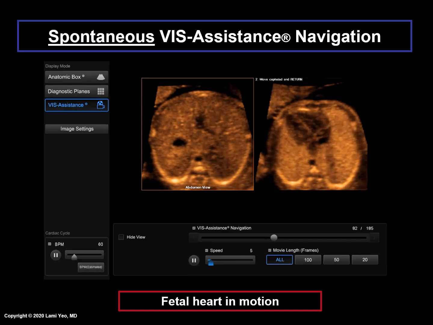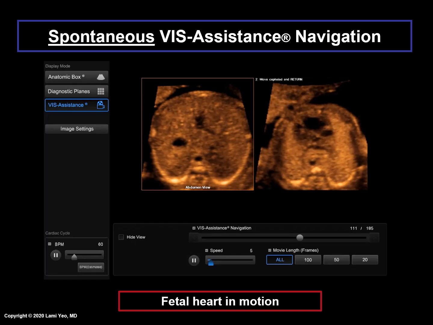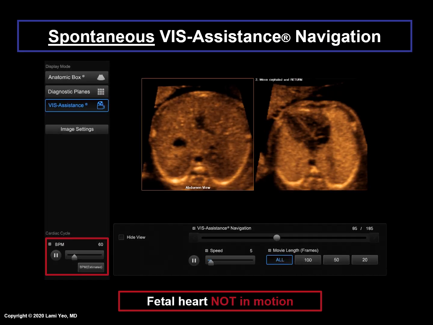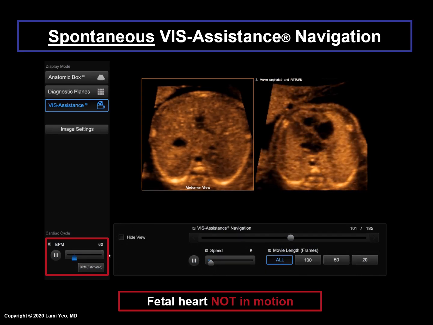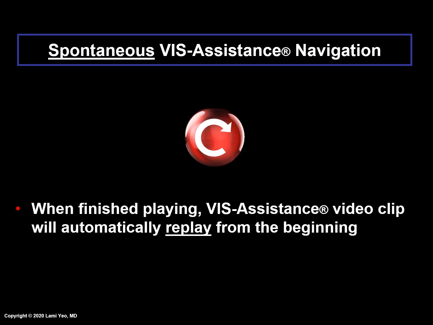Now, you can observe all the frames in the VISA video clip with the fetal heart in motion. Or you can choose to observe all frames in the VISA video clip with the fetal heart not in motion. In this example, originally the heart is in motion at 60 beats per minute, but the user presses the button in the cardiac cycle box. This now freezes the fetal heart in both the diagnostic plane and VISA video clip so that the fetal heart is no longer in motion. When the VISA video clip is finished playing, it will automatically replay from the beginning.